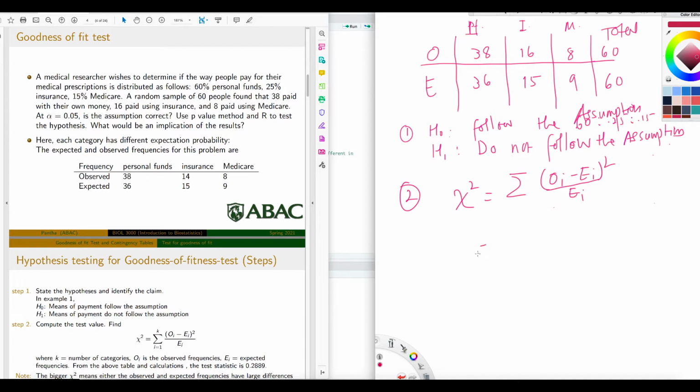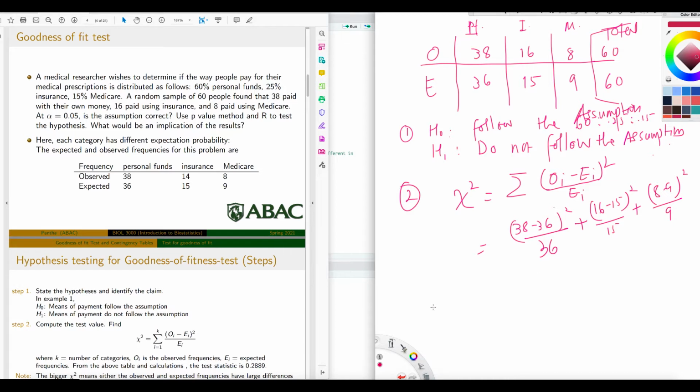So what does that mean? That means this is O1, this is E1, O2, E2, O3, E3 and so on, but you don't need the total one. So what would that be? It will be (38 minus 36) squared over 36, that is E1, plus, because the summation means add the squared differences divided by E, (16 minus 15) squared over 15 plus (8 minus 9) squared over 9. That's what you get.